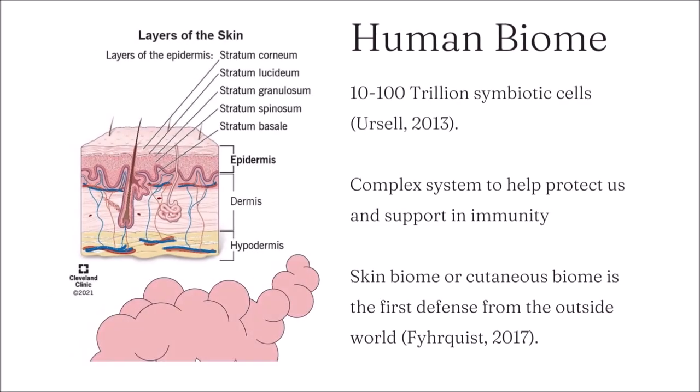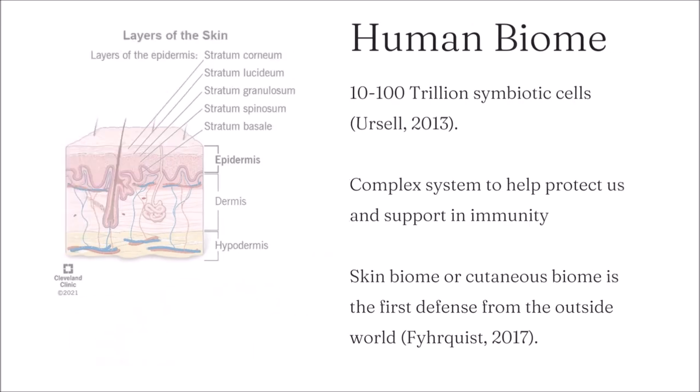The human biome contains between 10 and 100 trillion symbiotic cells. This means it's a complex system. It's there to help protect us and support our immune system. The skin biome, or cutaneous biome, is the first defense from the outside world.